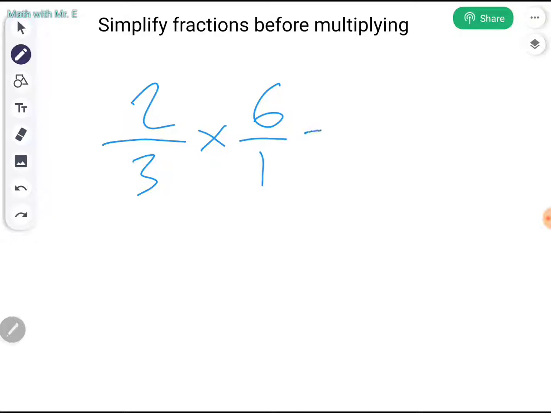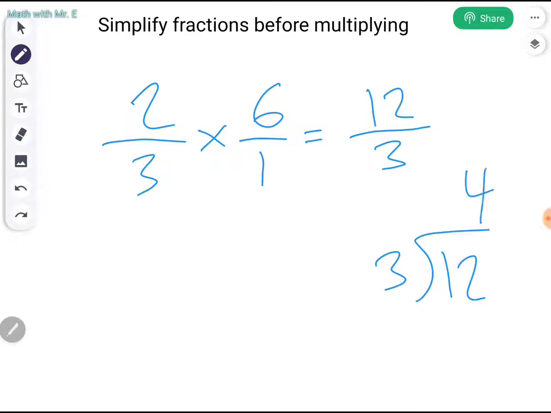Now 2 times 6 equals 12. 3 times 1 equals 3. Now, I still have to simplify this problem. So in this case, what would I need to do? Well, I would need to divide 12 by 3, which equals 4, and that's my answer. Okay? So this is the normal way we can do a problem.